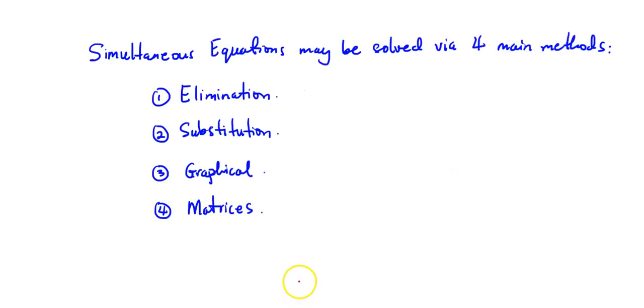Okay, so just a brief introduction to simultaneous equations. There are four main methods to solve simultaneous equations. The first method being the method of elimination. Second method, the method of substitution. These two methods are what we normally use in algebra to solve simultaneous equations. Third method is called the graphical method, or using graphs. And the fourth method is by using matrices.